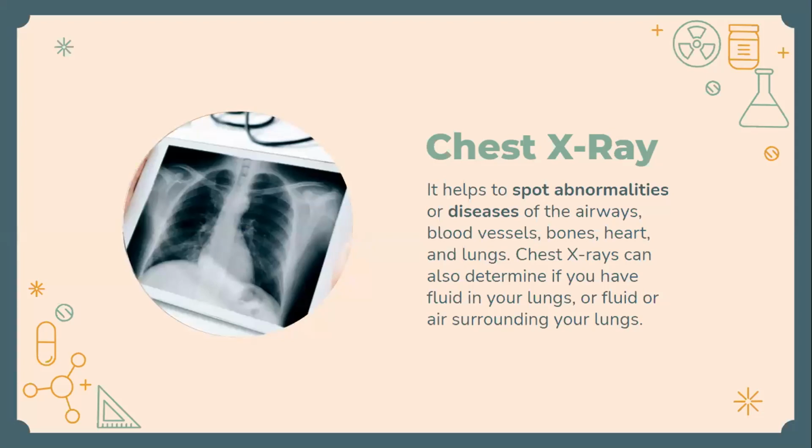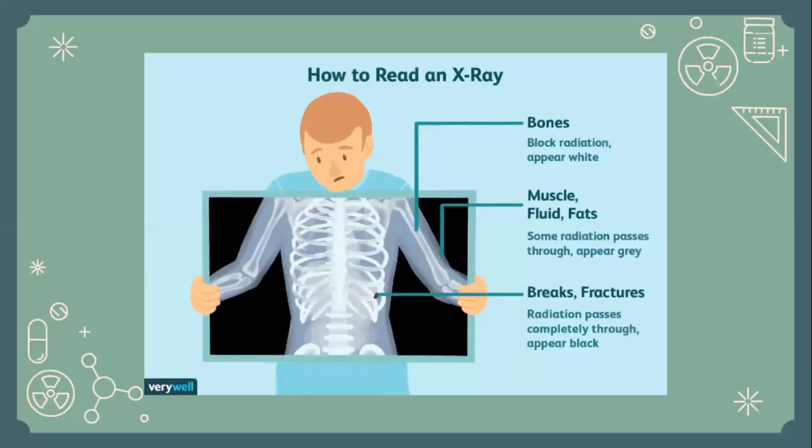Chest X-ray helps to spot abnormalities or diseases of the airways, blood vessels, bones, heart, and lungs. Chest X-rays can also determine if you have fluid in your lungs or fluid or air surrounding your lungs. The X-ray occurs in a special room with a movable X-ray camera attached to a large metal arm. The person will stand next to a plate. This plate may contain X-ray film or a special sensor that records the images on the computer.